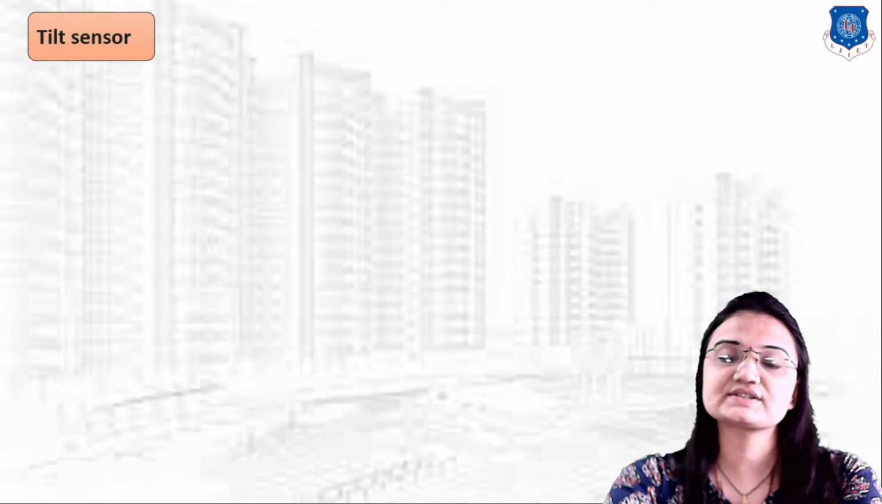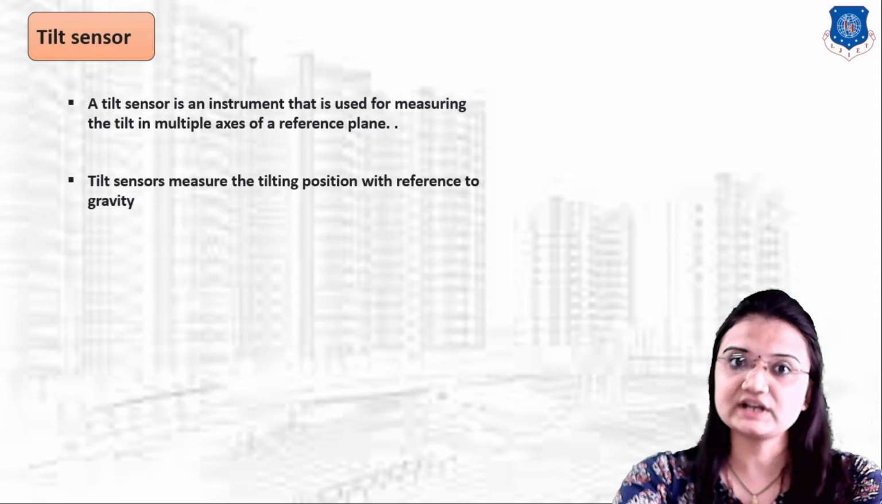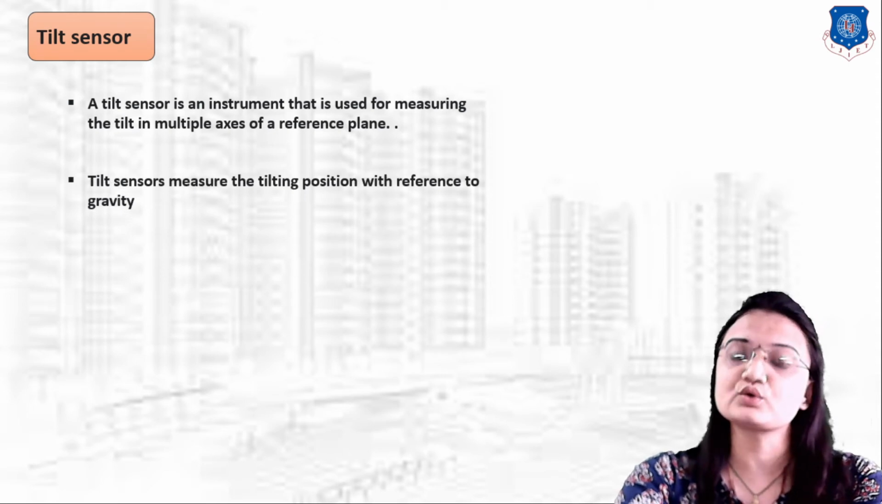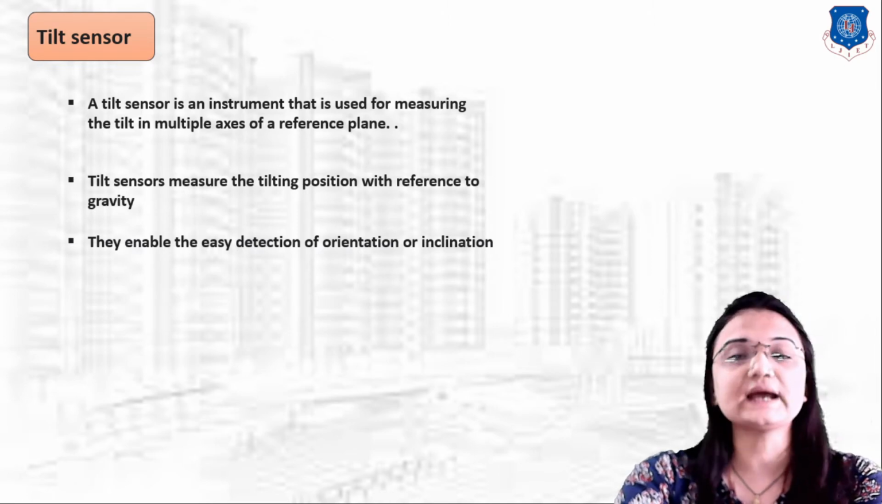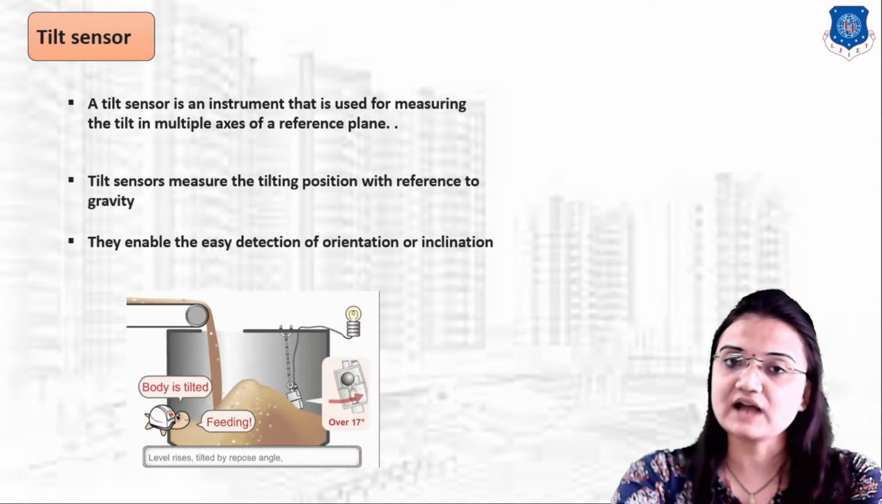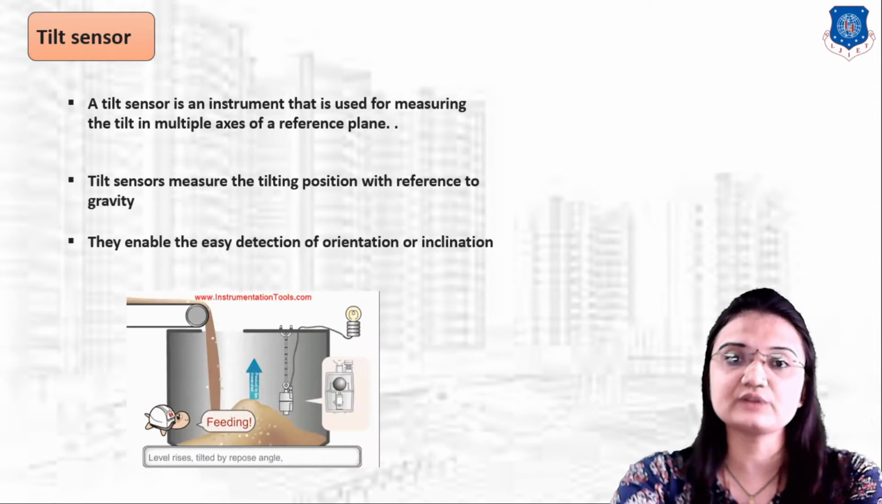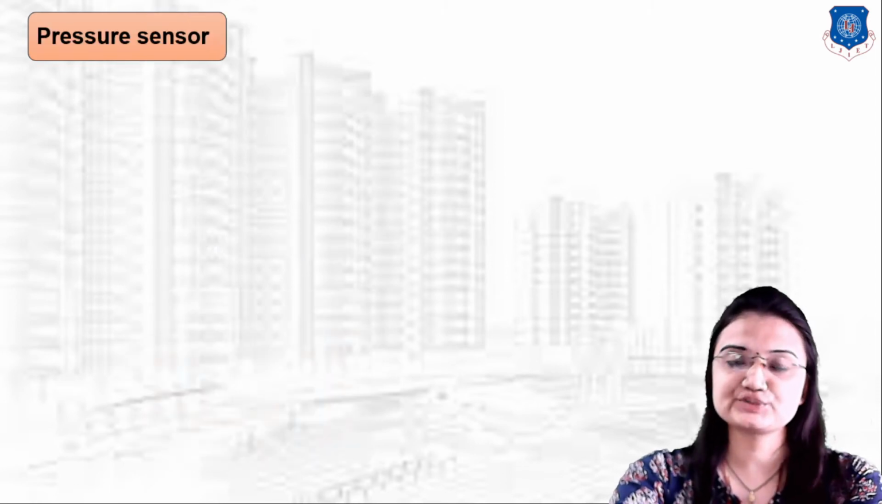Our next sensor is the tilt sensor. A tilt sensor is an instrument used for measuring tilt in multiple axes of a reference plane. The tilt sensor measures the tilting position with reference to gravity. They enable easy detection of orientation and inclination. You can clearly see in this video how the tilt sensor measures the tilting position with respect to gravity.